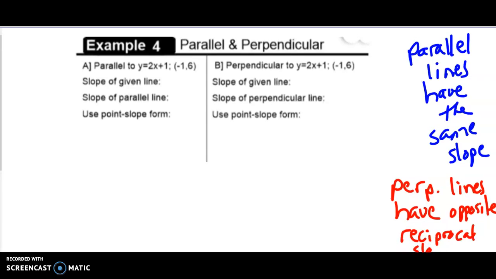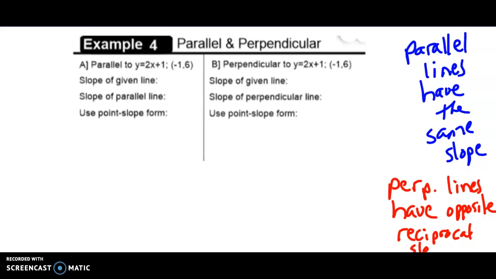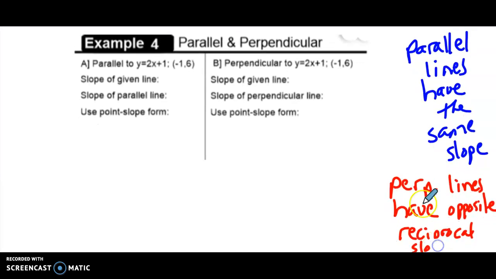Okay, so if one slope is 4/5, the other slope is negative 5/4. That's what I mean by opposite reciprocals. They're opposite signs, and they're also flipped. So I want a line that's parallel to this line, but goes through the point negative 1, 6.